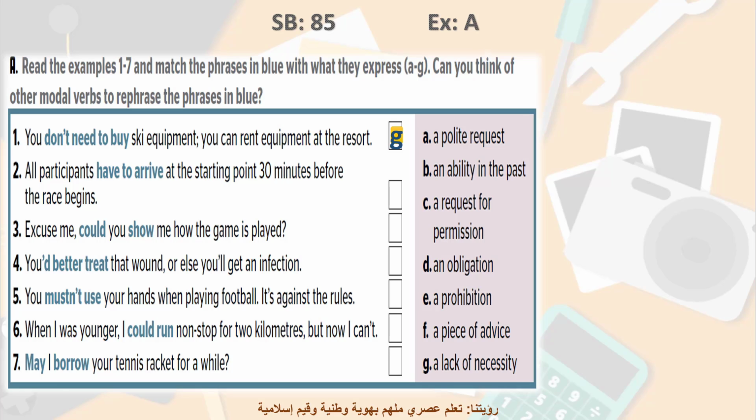Okay? Let's move to number 2. All participants have to arrive, have to, they have to, it's a must for them. Okay? So here the answer is D, an obligation, إجبار أو اضطرار.